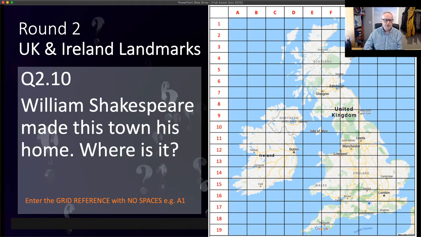And question number 10. William Shakespeare made this town his home, but where is it? Again, this is probably a place you may well know, but do you know where it is on the map?